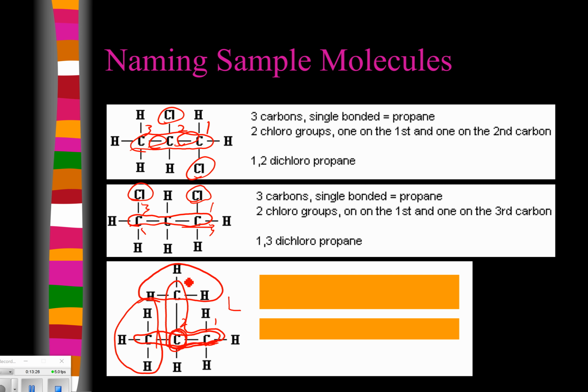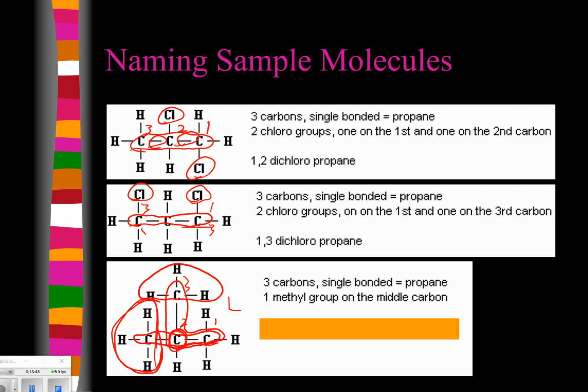So we could call this 1, 2, and 3. And we have this alkyl group off of the second carbon. So our longest chain is 3 carbons, and they're all single bonded, so it's a propane chain. And we have a 1-carbon alkyl group connected to the second, which we would call a methyl group. So we have a methyl group attached to a propane chain, and it's on the second carbon, so we call that 2-methylpropane.